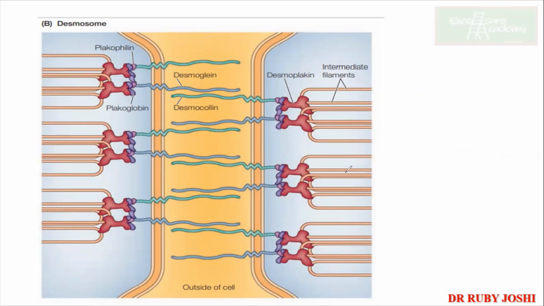Yes, so there is an intermediate filament within the cell, which is attached to the desmoplakin. And then desmoplakin is attached to the plakophilin and plakoglobin. The purple one is plakoglobin, and the light purple one is plakophilin. And then that is attached to the desmoglein and desmocollin, which is present outside of the cell, and they are connecting the two cells. Okay, good. So that's really good, Krishita.